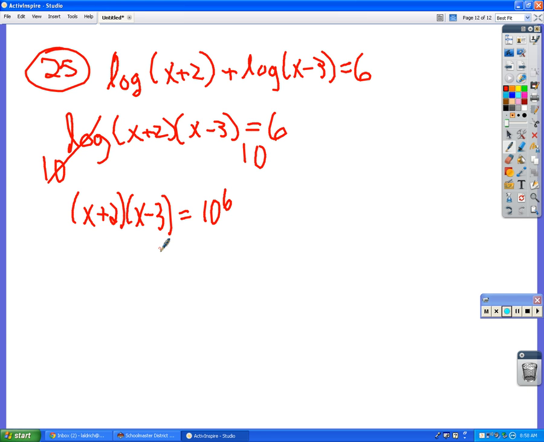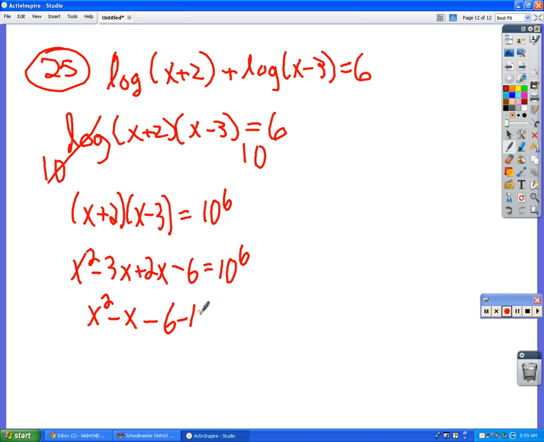FOIL this out. X squared, minus 3x, plus 2x, minus 6, and then I'm going to go minus 10 to the 6. X squared minus x. Why did you say it equals 0? Because that's how I'm going to solve it, with the quadratic formula on your calculator.